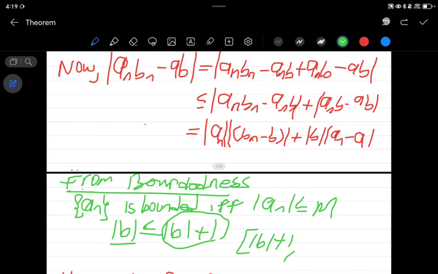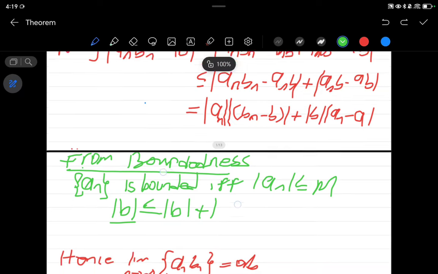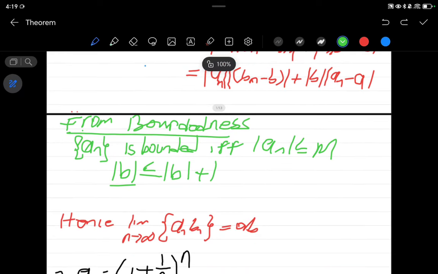So we are also saying here that since we have the absolute value of b, we can use the inequality to say that this is less than or equal to the absolute value of b plus 1, as long as it's going to align with this. You see, right? So now we can come and say this. Let me erase this.